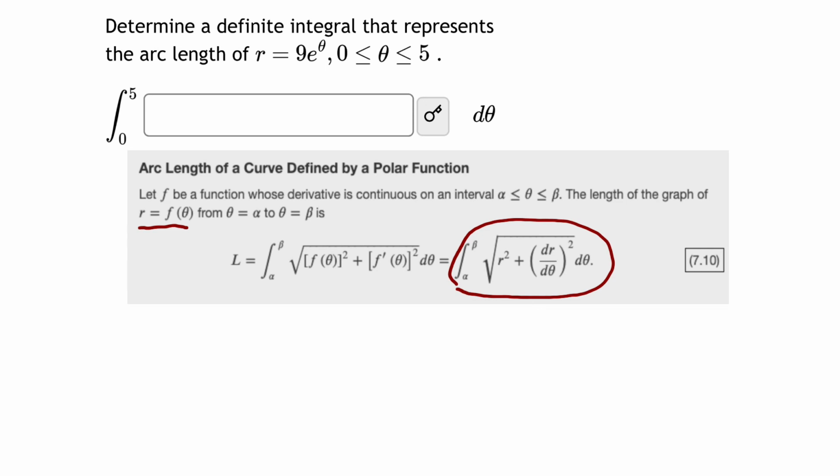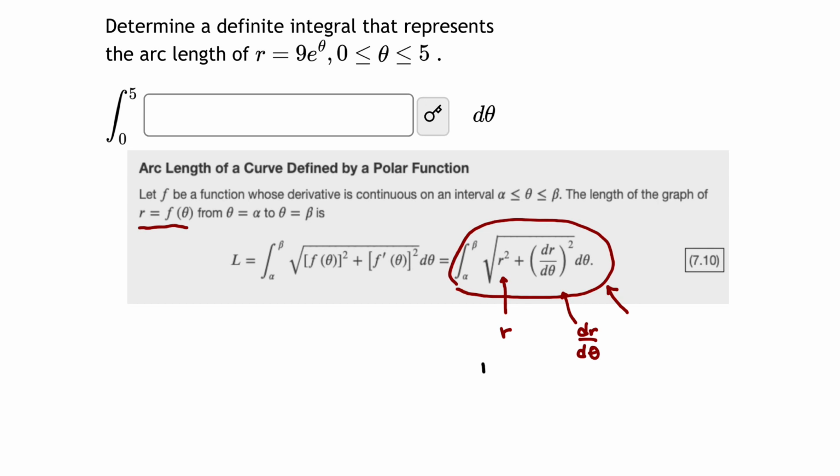But I want to key in on this last piece right here. Notice to get the arc length of a polar curve, what we need is two pieces: the function r, and dr d theta, which is the first derivative of r with respect to theta. Once we have those two pieces, we put them into that formula and add in our limits of integration and we're good to go. So let's go ahead and do some calculations.